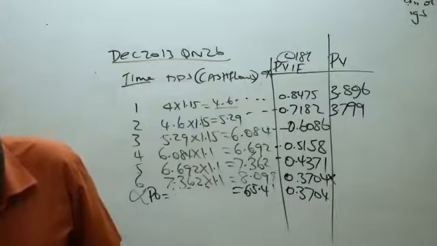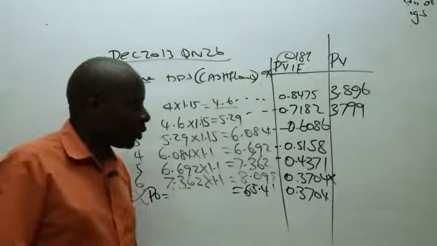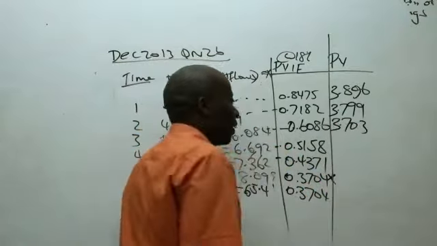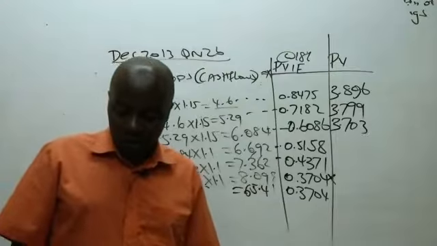So I'm being given the next figure as 3.703. Thank you very much. Please give me all the others very fast so that I can get out of this particular question.